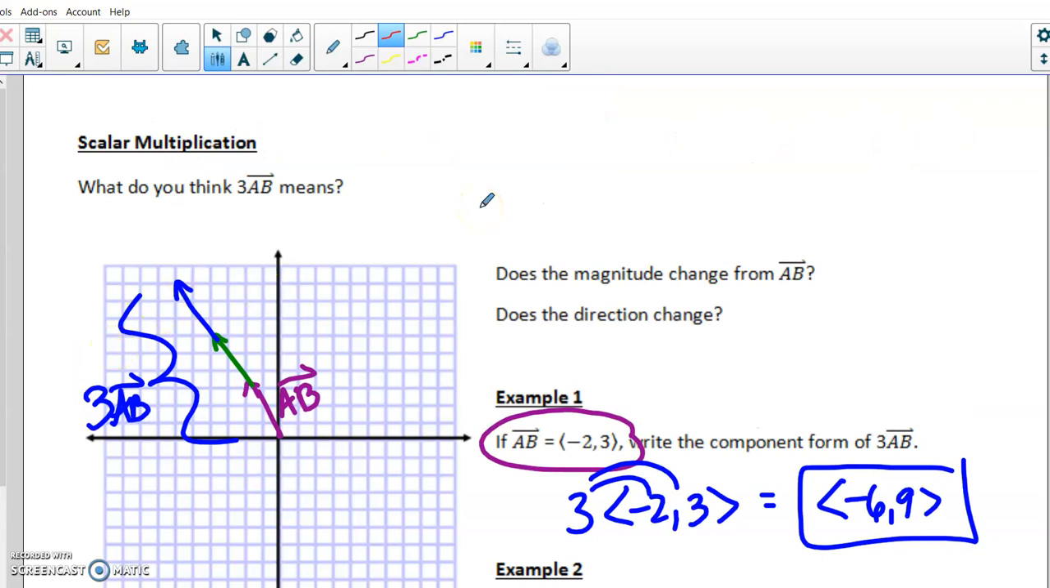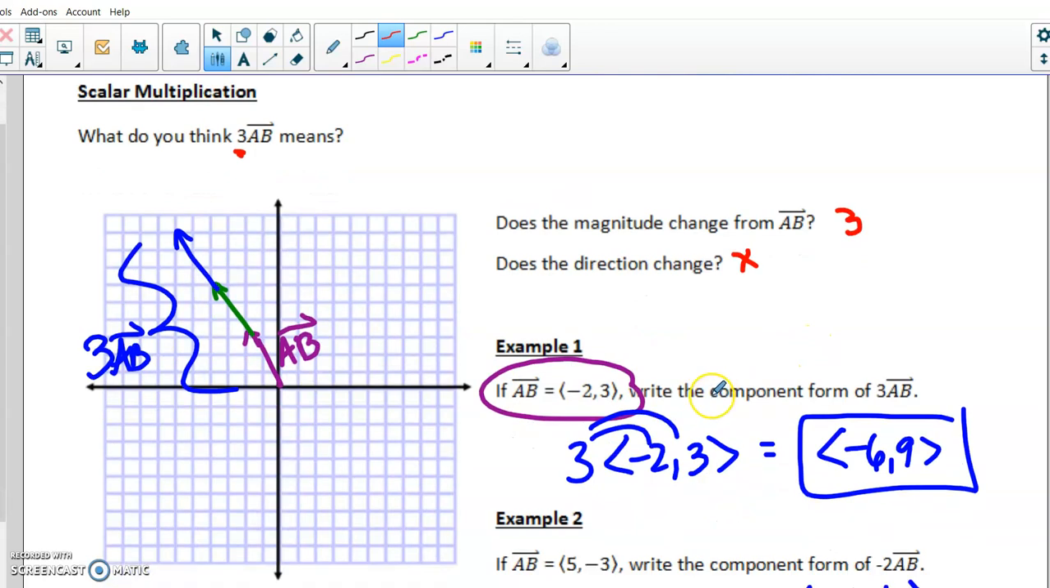All right, next one is on scalar multiplication. So what do you think 3 times vector AB means? Does the magnitude change from vector AB? Yes, it's going to get 3 times bigger because I'm multiplying it by 3. So it's going to get 3 times the size. The direction will not change though. So scalar multiplication just changes the size, the magnitude.